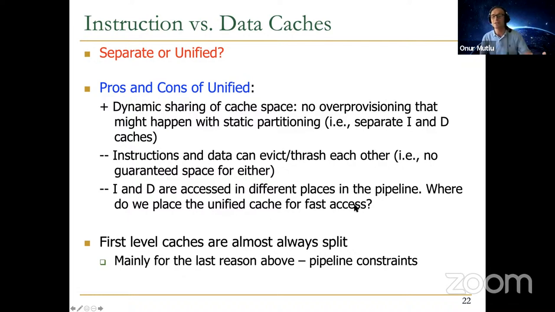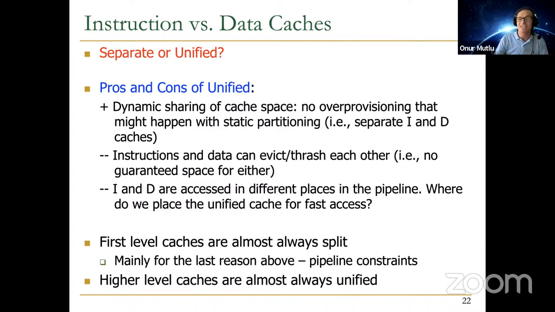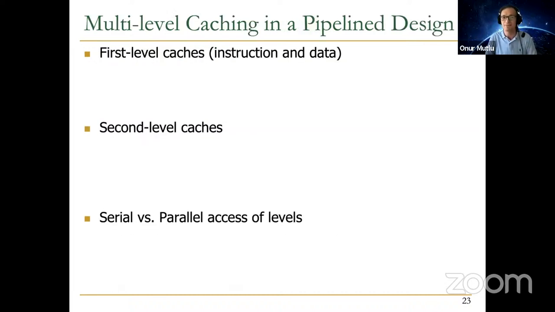Remember, when we talked about first level caches, I said the design of the first level cache is dictated by the pipeline. And this is an example of it. Higher level caches like L2, L3, L4, L5 are usually unified because you don't get a lot of benefits distinguishing between instructions and data, but there are some special cases where they were not unified as well.